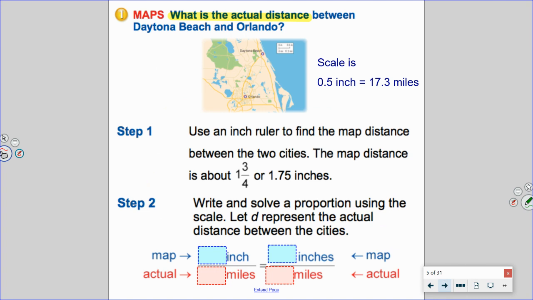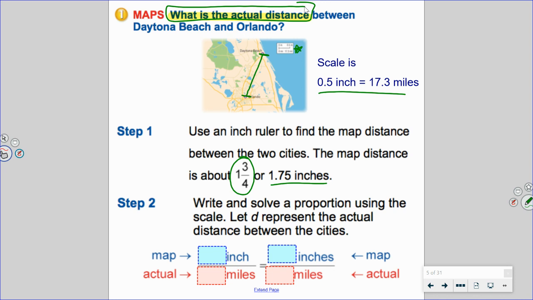All right, let's keep that in mind as we go into this problem. Here, our final goal is finding the actual distance between Daytona Beach and Orlando. Now, interesting, we look at the scale, and I'm sorry this is a little blurry, but the scale is 1/2 inch on the map is equivalent to about 17 3/10 miles in actual life. So basically, you can just get out your ruler, set it up, and when we did that, we found that the distance is 1 3/4 inches away. You can write that as decimal, you can write it in fraction or mixed number form, it's up to you.